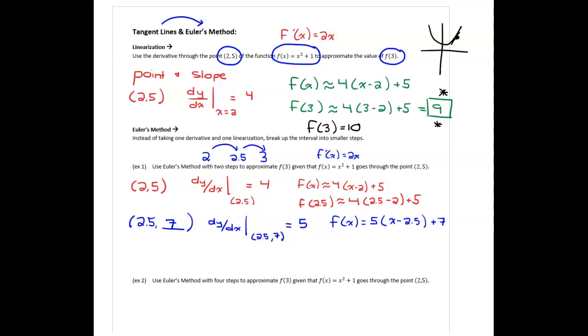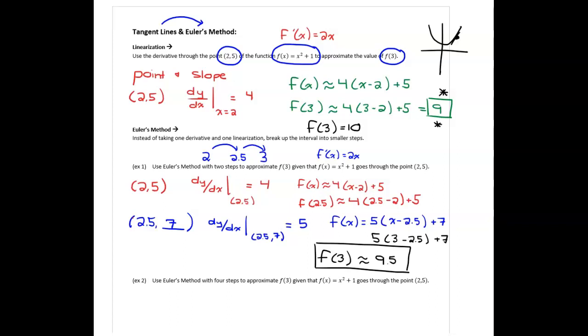So my final answer here, f of 3 is approximately what? If I figure this out, I have 5 times 3 minus 2.5 plus 7. 3 minus 2.5 is 0.5. A half of 5 is 2.5. 2.5 plus 7 is 9.5. And sure enough, let's take a look. I know the actual value of f of 3 is 10, and using Euler's method with 2 steps got me a little bit closer to 10 than just my 1 step.